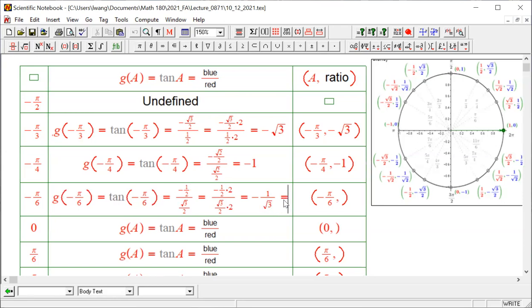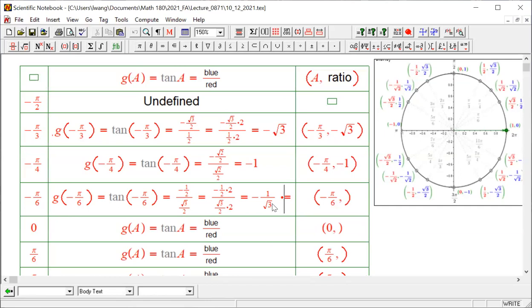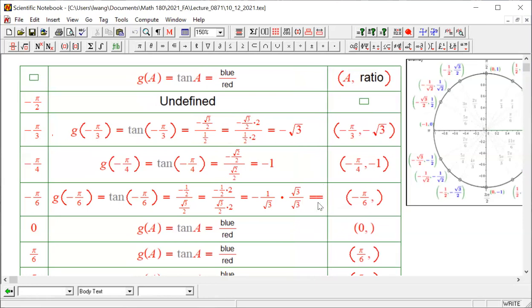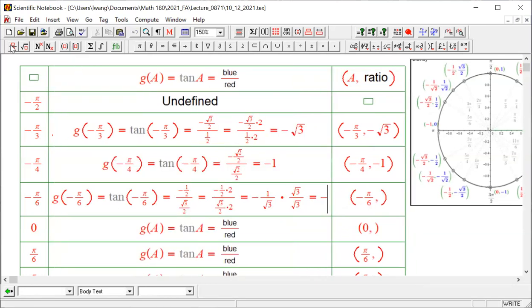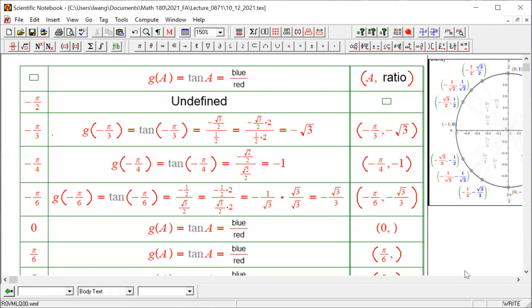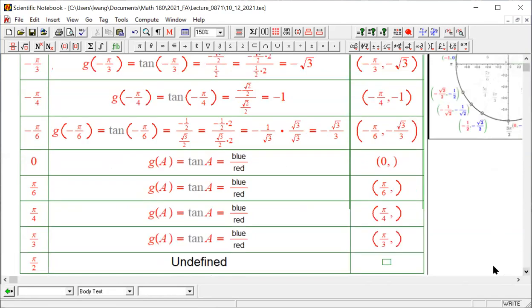Okay, and sometimes we rationalize it. So we multiply root 3 over root 3. And so in the end, we get negative root 3 over 3. So that point is negative root 3 over 3. Okay? So you do this one by one, work on the table, and then we're going to plot the points.